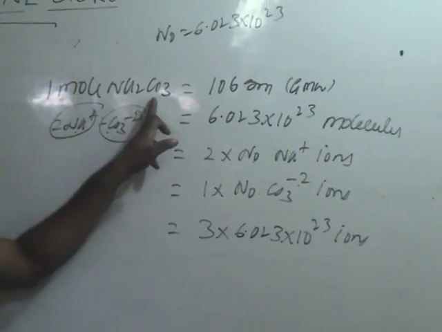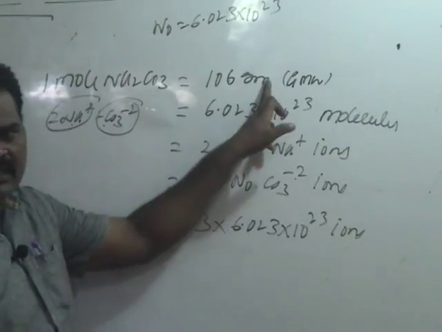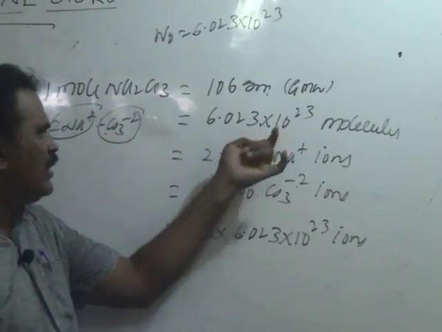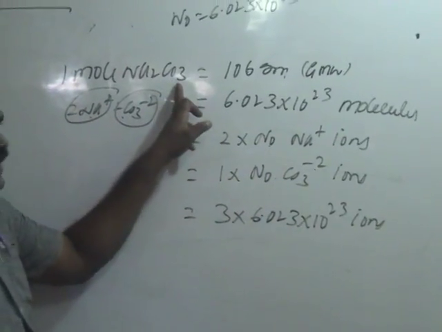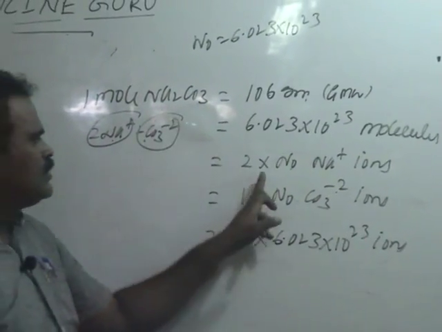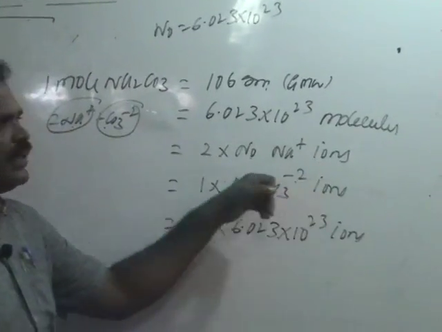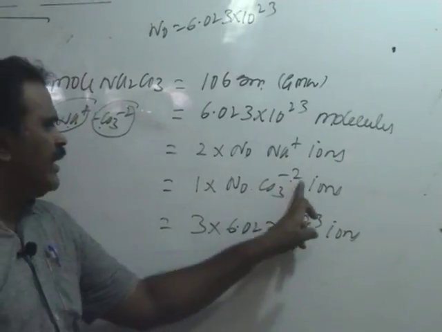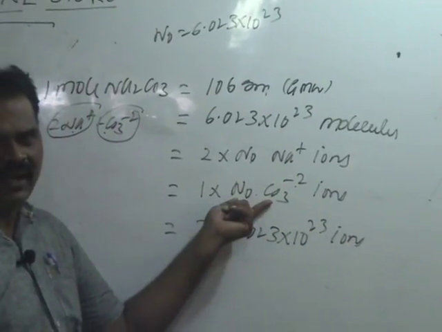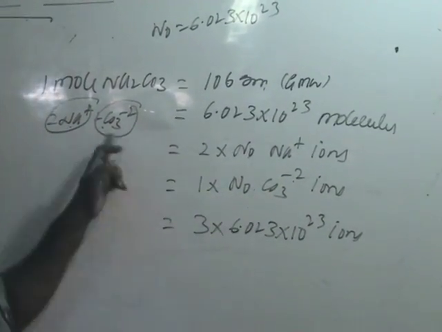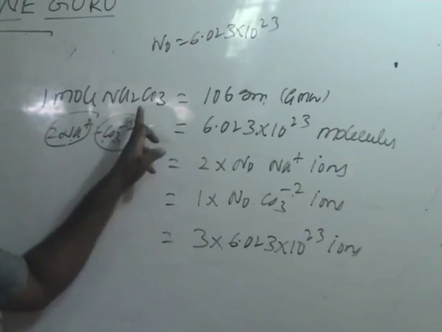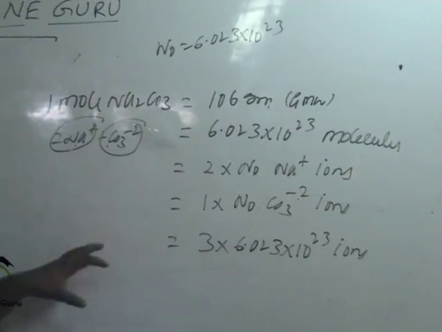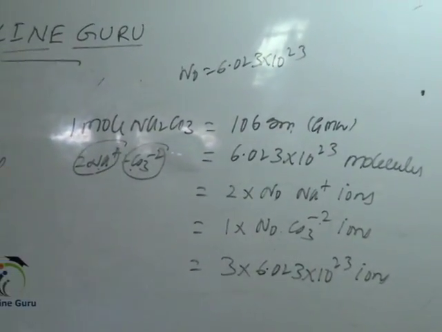So 1 mole Na2CO3 equals 106 grams, that is called gram molecular weight. 1 mole sodium carbonate contains Avogadro number of molecules. 1 mole Na2CO3 contains only 2 sodium atoms, so 2 into Avogadro number of Na plus ions, and only 1 carbonate ion, 1 into N0 CO3 minus 2, that is Avogadro number of carbonate ions. The total number of particles is 3. Hence 1 mole Na2CO3 contains 3 into Avogadro number of ions. So this is a simple concept of mole.